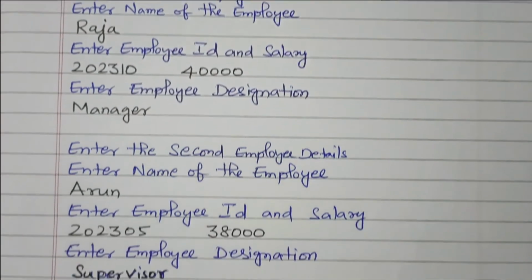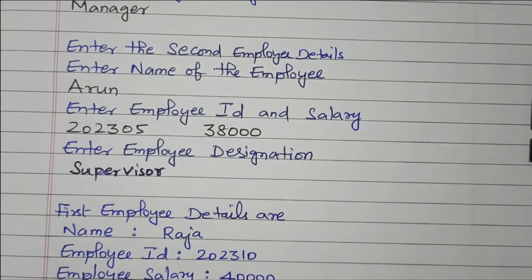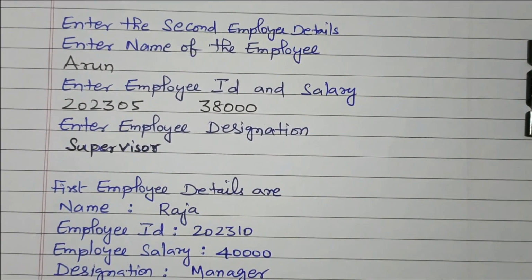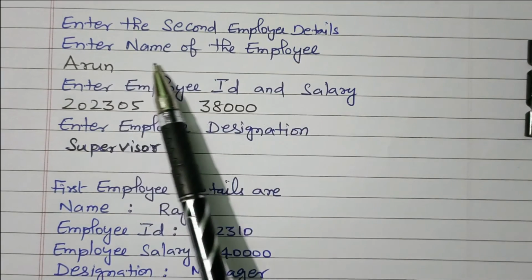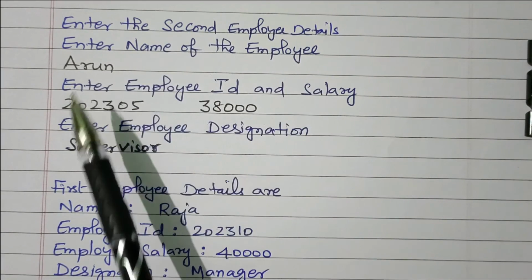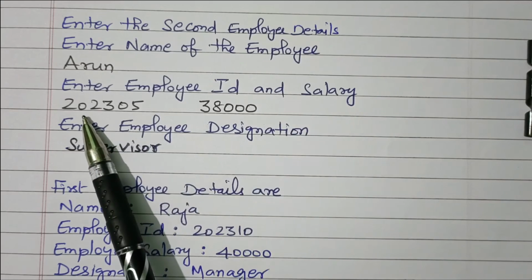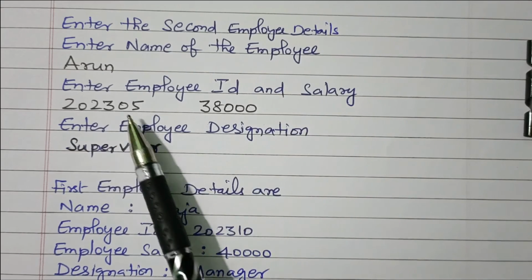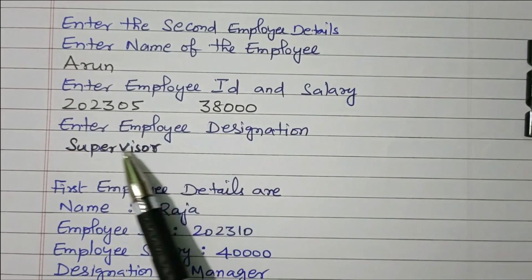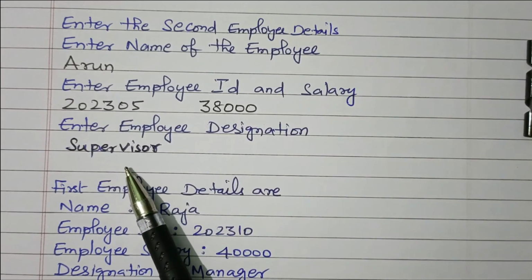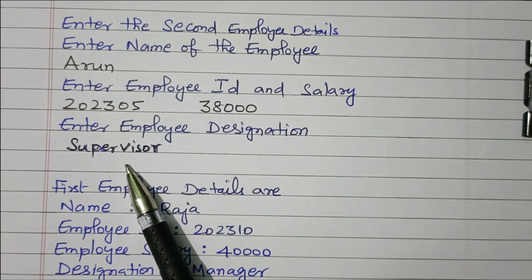Similarly, now we need to get the second employee details. Enter second employee details. Enter the name of the employee, Arun. Enter employee ID and salary, 202305, 38,000 the salary. Enter employee designation, supervisor. Right? So the second employee details are also now entered.